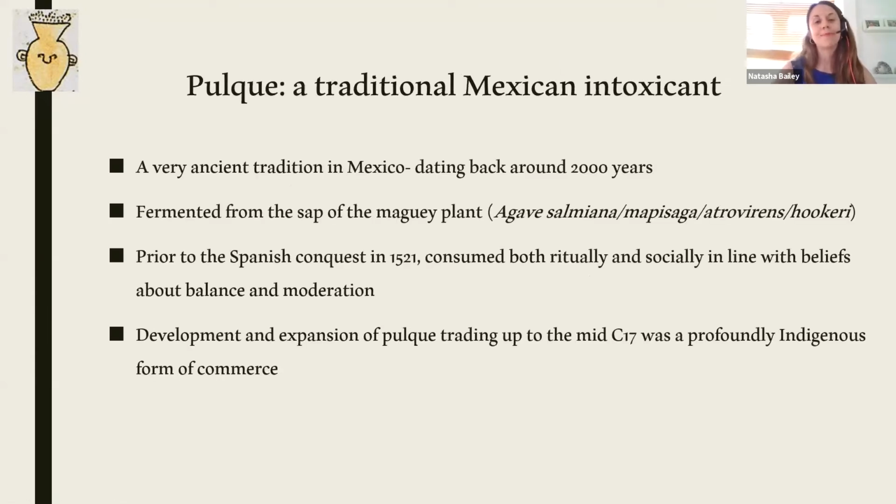So pulque is about as traditional an intoxicant as you can get. We have archaeological evidence of pulque making in Mexico dating back around 2,000 years. It's an alcoholic drink that's produced by fermenting the sap of the maguey plant. And maguey is a term that encompasses various types of agave. I've got the most important ones up on the slide here.